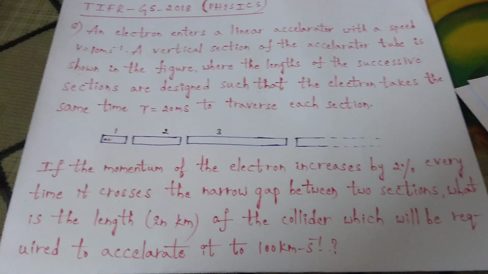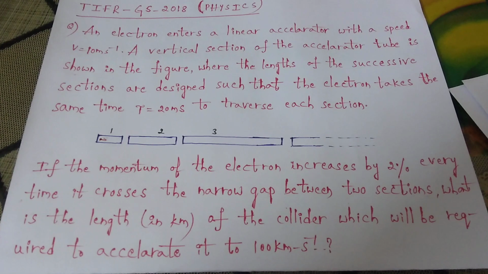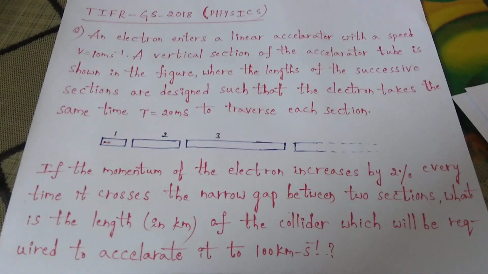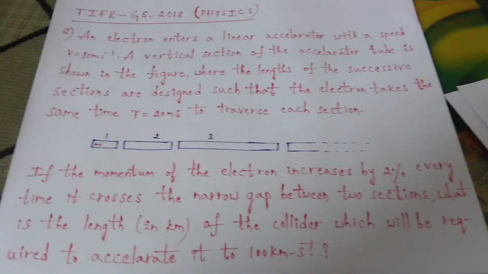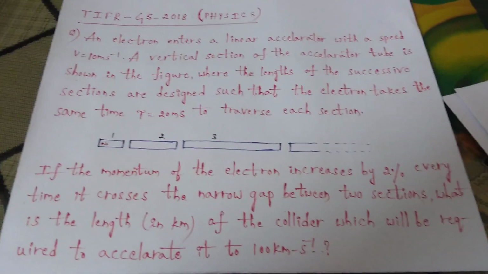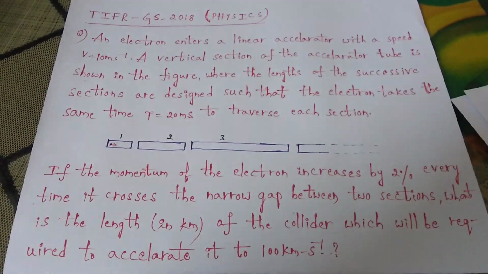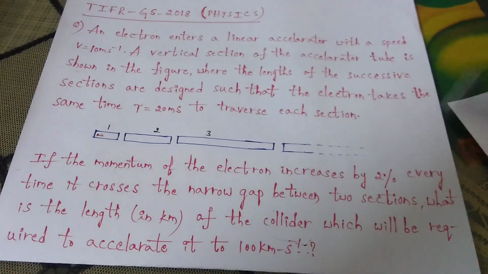Okay, the question is, an electron enters a linear accelerator with a speed v equals 10 meters per second. A vertical section of the accelerator tube is shown in the figure. So you can see the figure. It has lots of sections and it is a vertical tube.